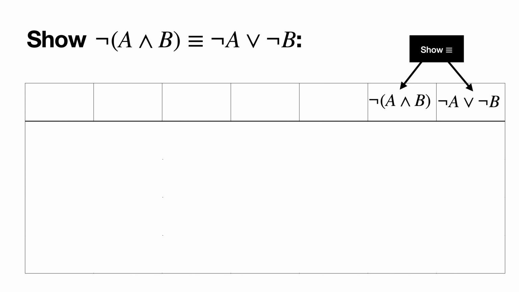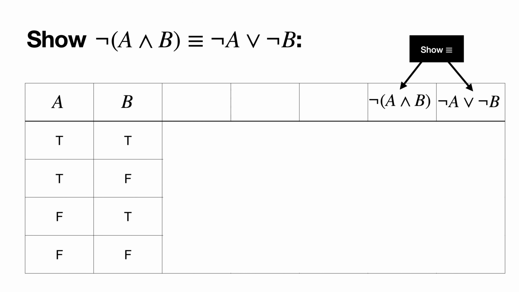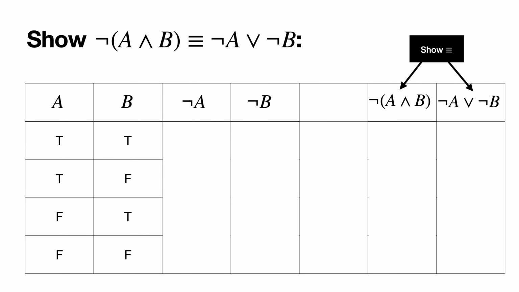But let's go ahead and first put A and B on the table. Now we're going to need 4 rows here, 2 by 2, to cover each of the possible values of A and B. So let's put A and B here on our truth table and make sure we cover all 4 cases. Now I'm going to put not A and not B here on the table because we're going to need these later for the right-hand side.